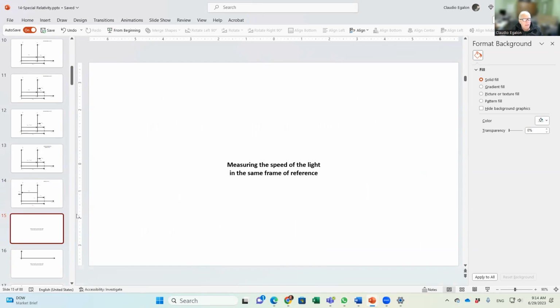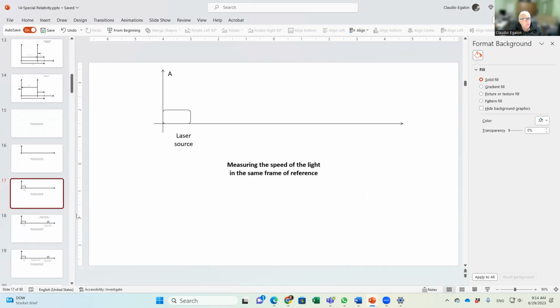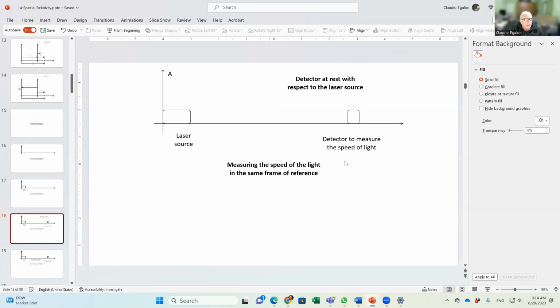Measuring the speed of the light in the same frame of reference. Okay, so you have here your frame of reference. It's an inertial frame of reference, referential A. We have a laser source here, and they are going to perform an experiment in this frame of reference A. You put your detector in that same frame of reference. The light source is at rest with respect to your detector, and this detector is going to measure the speed of light.